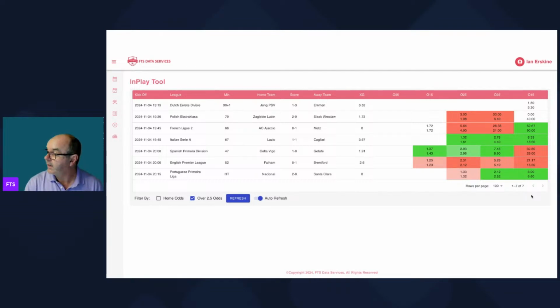There's a value in the 2 ahead at Nacional, but not in the 1 ahead.